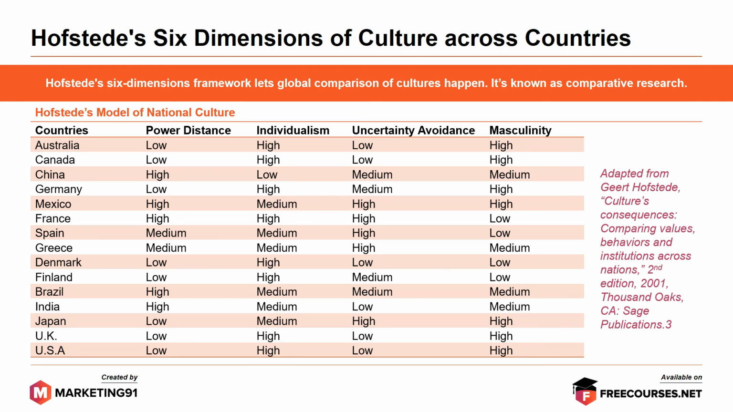Finland, UK, and USA. When it comes to uncertainty avoidance, countries which typically have strict laws in place are Mexico, France, Spain, Greece, and Japan. When it comes to masculinity, as in countries which are very assertive and display heroism, they are Australia, Canada, Germany, Mexico, Japan, UK, and USA. So that's it, folks.